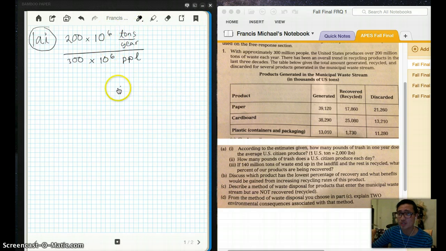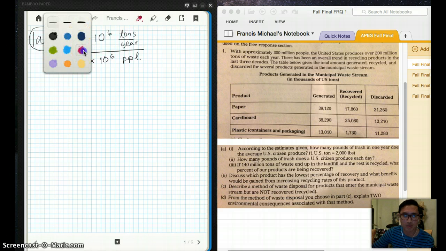If you had trouble getting here, it might be an issue of reading the question and knowing how to apply it, okay? So 200 times 10 to the 6 tons per year per 300 million people, right? Okay, so let's go ahead and get started. Well, there's some stuff that we could easily cancel out.